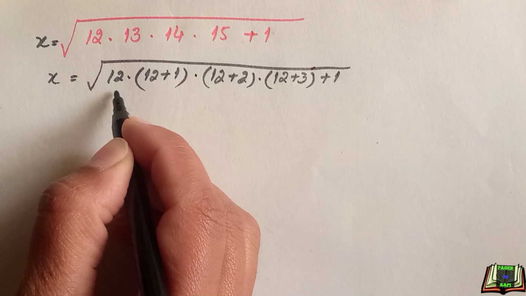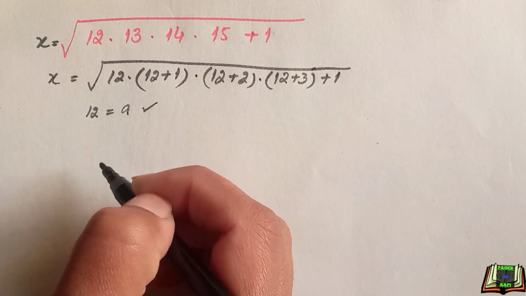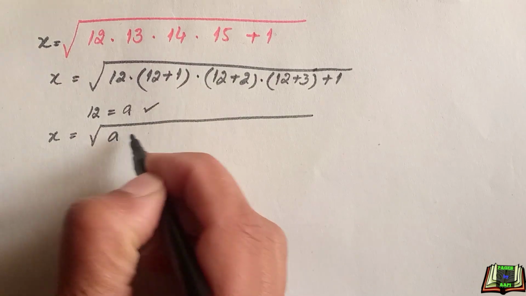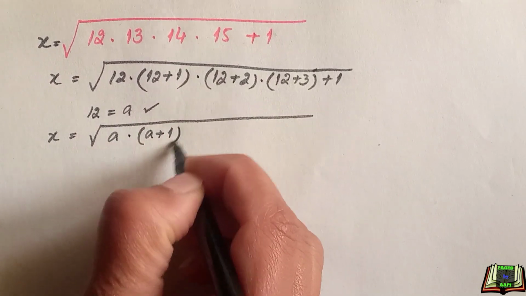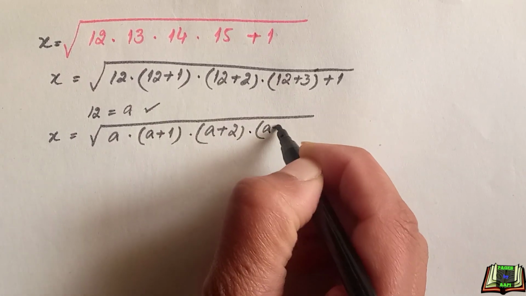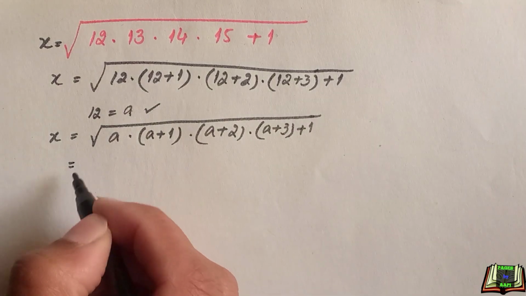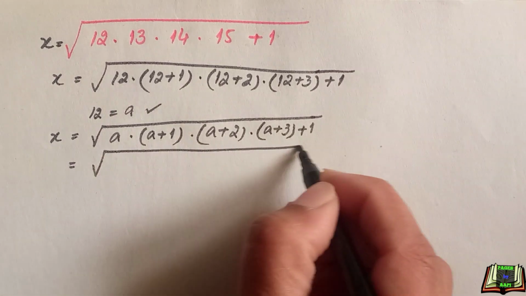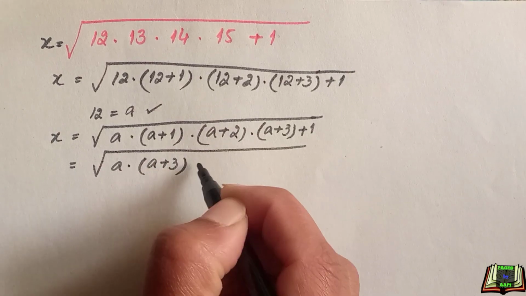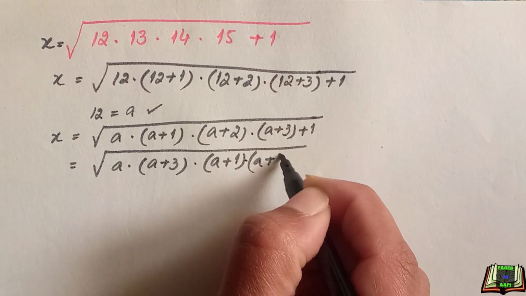Now let's suppose this 12 is equal to a. So putting this value of 12 in that equation, it will be equal to a times a plus 1 times a plus 2 times a plus 3 plus 1. In the next step, we are going to rearrange a few terms, like a times a plus 3 together, and after that a plus 1 times a plus 2, plus 1.